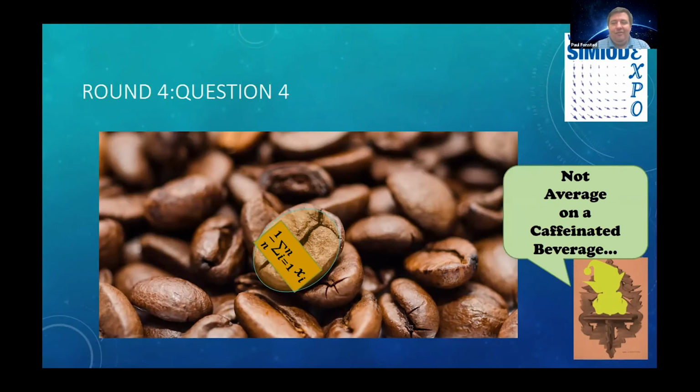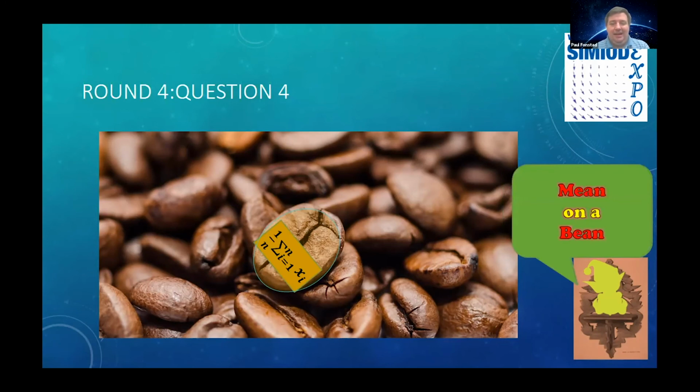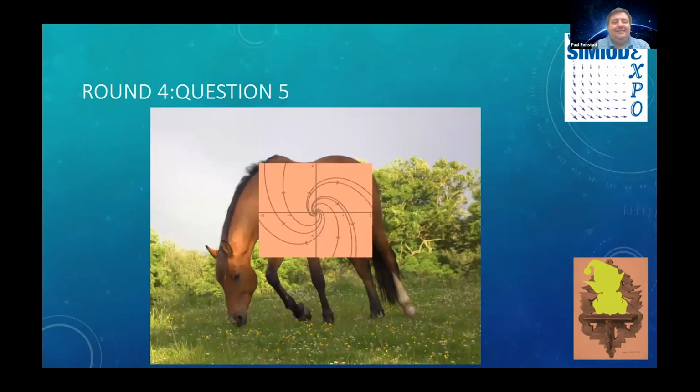And it's not average on a caffeinated beverage. And a number of you are getting this one already. It is mean on a bean. That's question 4. That means that this one will be our final one. Round 4, question 5.